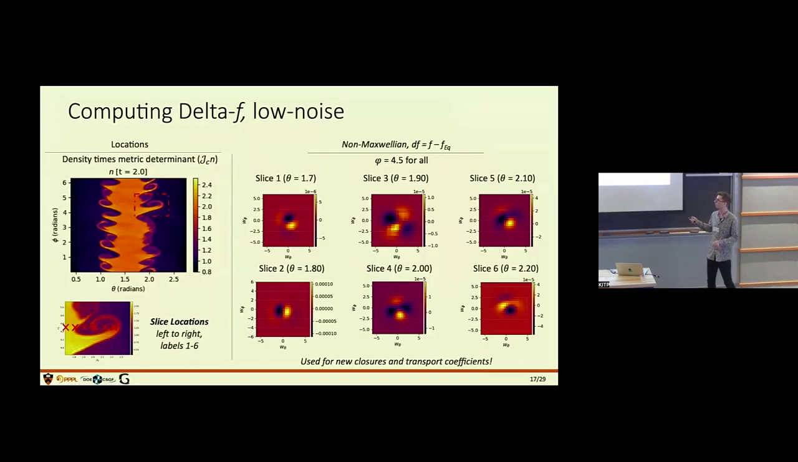Here we can see that the differences are going to be 10 to the minus 5 and 10 to the minus 6 when calculating the difference between F and a locally equivalent FEQ, in order to calculate things like transport coefficients and new closures for your system.